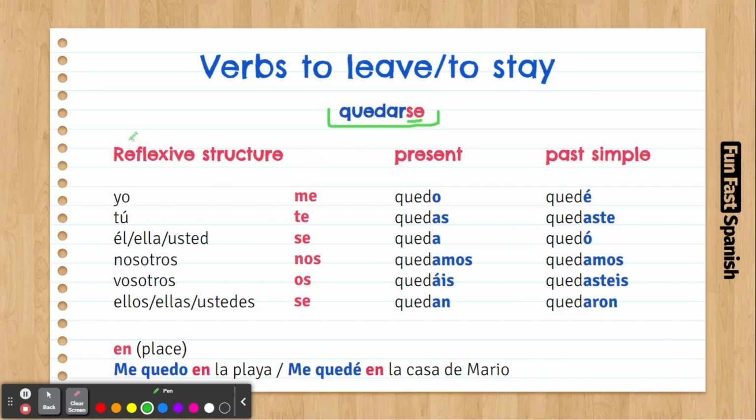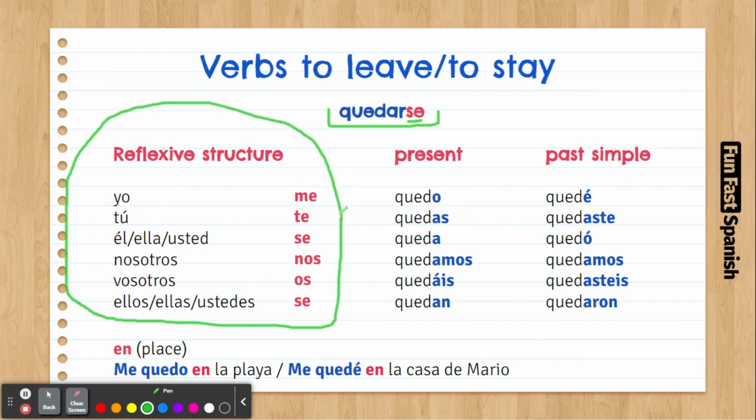Now, reflexive structure remains exactly the same as we saw on the previous slide. And then we have present tense and also we have the past simple. So if you want to use this verb in present tense, it's pretty simple. You just use the reflexive structure and you just put these verbs here that are in present tense. Let's say I stay, that will be yo me quedo. You stay, tú te quedas. She stays, ella se queda. We stay, nosotros nos quedamos.